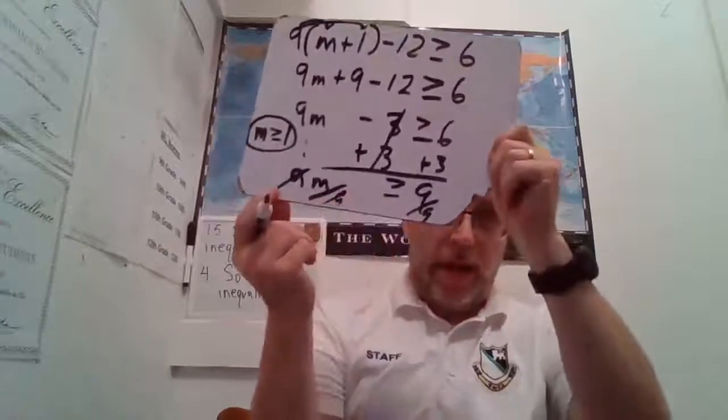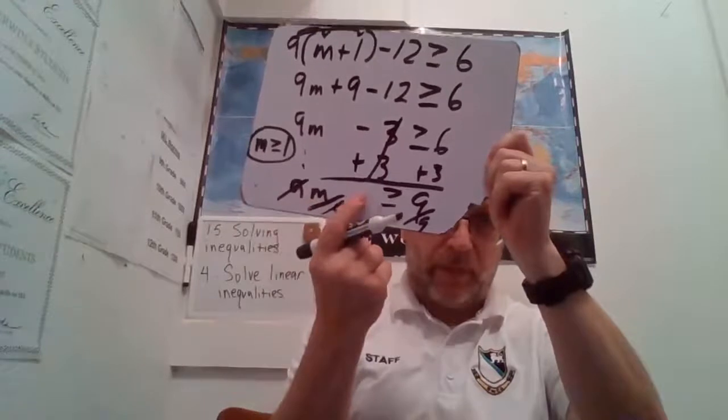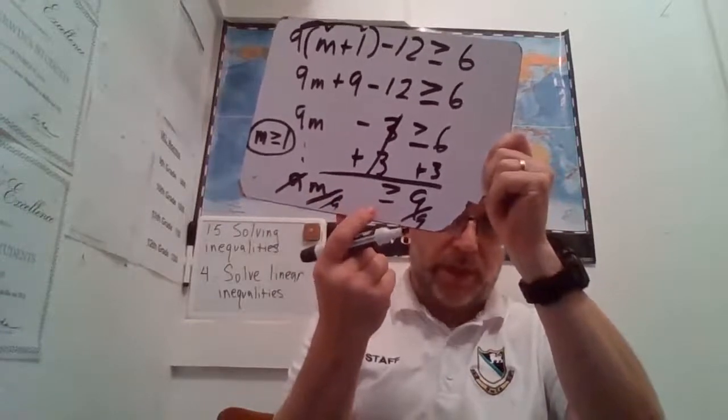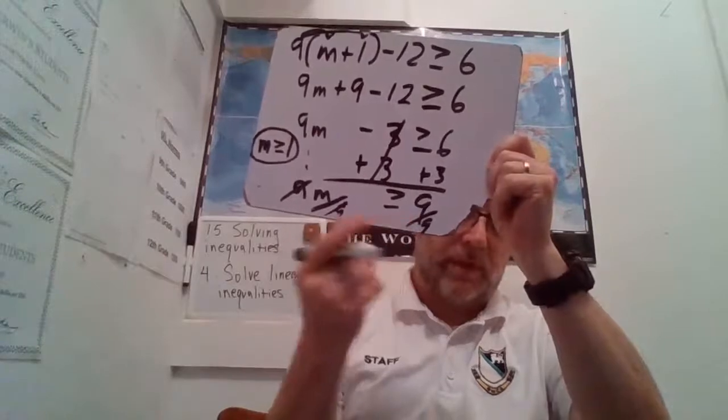Why? Because 9M over 9 is M, just 1M. It's greater than or equal to. You don't change this because we didn't multiply or divide by anything negative. 9 over 9 is 1. There you go. M is greater than or equal to 1.